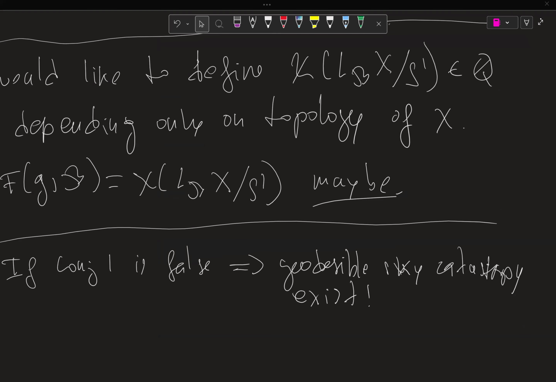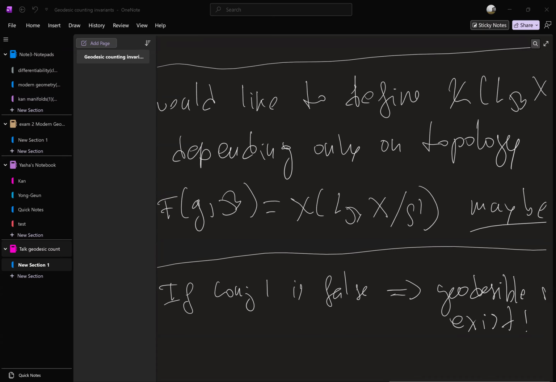I have a quick question. I came in late. Are there any conditions on beta? Beta is just non-constant. Non-constant. I see.